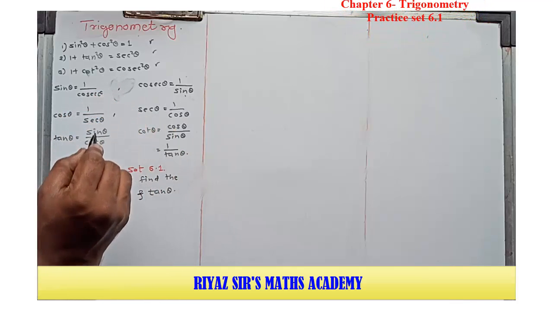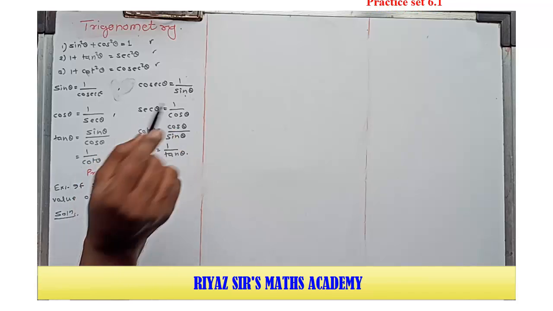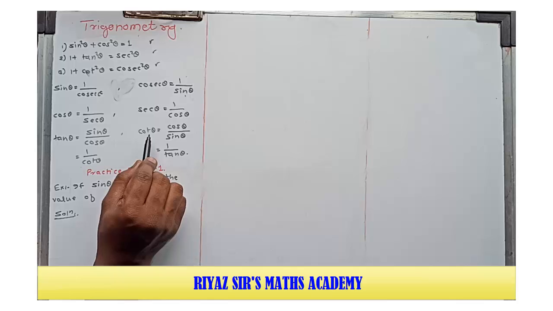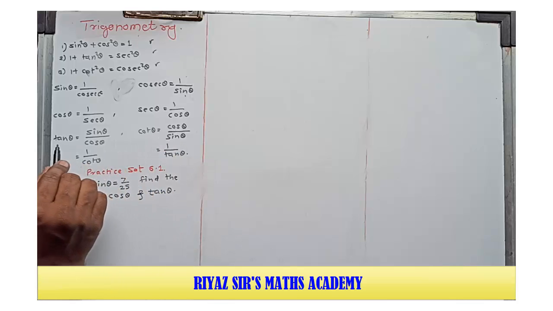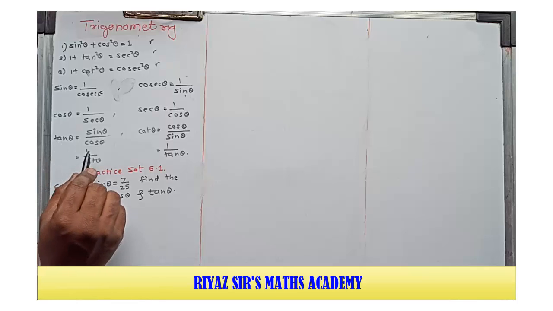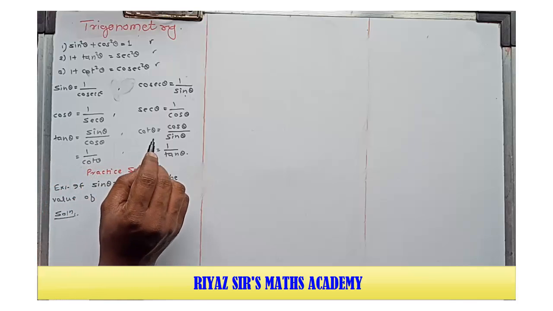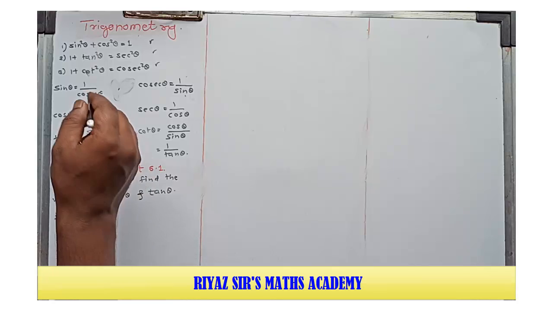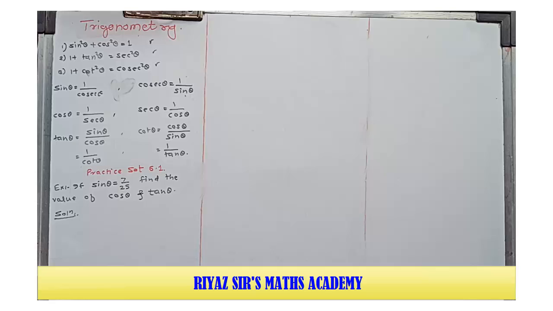Then cos theta is equal to 1 upon sec theta, or sec theta is equal to 1 upon cos theta. Tan theta is equal to sine theta upon cos theta, and cot theta is equal to cos theta upon sine theta. And the second formula for tan theta in terms of cot: tan theta is equal to 1 upon cot theta, and cot theta is equal to 1 upon tan theta. Now by using these formulas we will solve some examples from practice set 6.1.